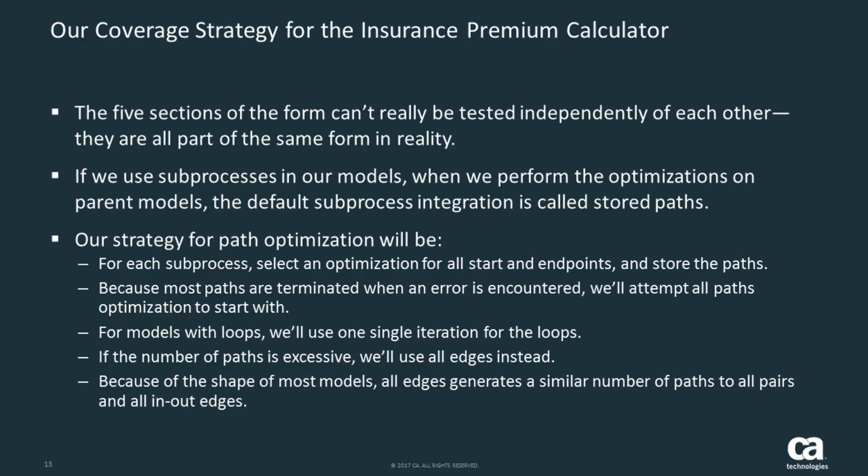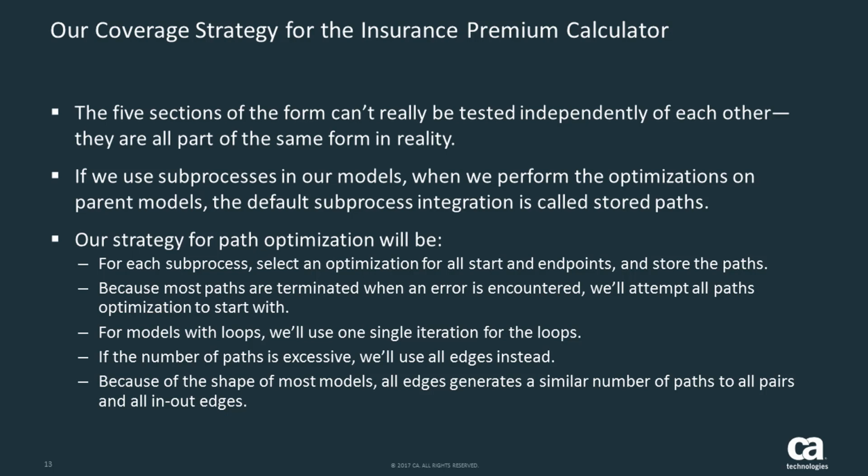Let's pause for a moment and just look at how we define our coverage strategy for the insurance premium calculator. We've looked at the 5 sections of the form and created subprocesses for each, managed by a master process, if you like. Now, although we have these subprocesses, the features of the form itself can't be tested independently. It's all one big form, really. So if we use subprocesses in our models, when we perform the optimizations on parent models, the default process integration is stored paths. That is, the parent will look at the stored paths for all the subprocesses and take that as the source information to generate paths at the higher level.